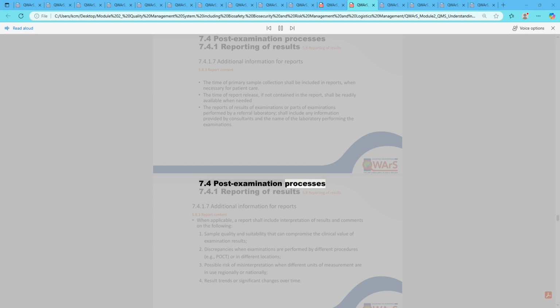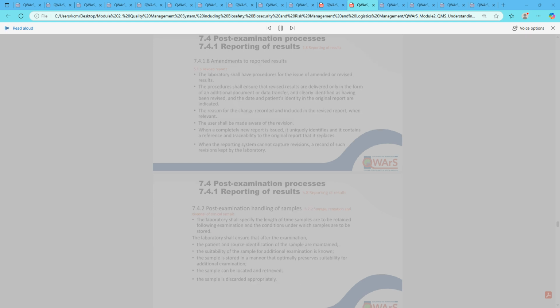7.4 Post-examination processes. 7.4.1 Reporting of results. 5.8 Reporting of results. 5.8.3 Report content. When applicable, a report shall include interpretation of results and comments on the following. 1. Sample quality and suitability that can compromise the clinical value of examination results. 2. Discrepancies when examinations are performed by different procedures, e.g., POCT, or in different locations. 3. Possible risk of misinterpretation when different units of measurement are in use regionally or nationally. 4. Result trends or significant changes over time.